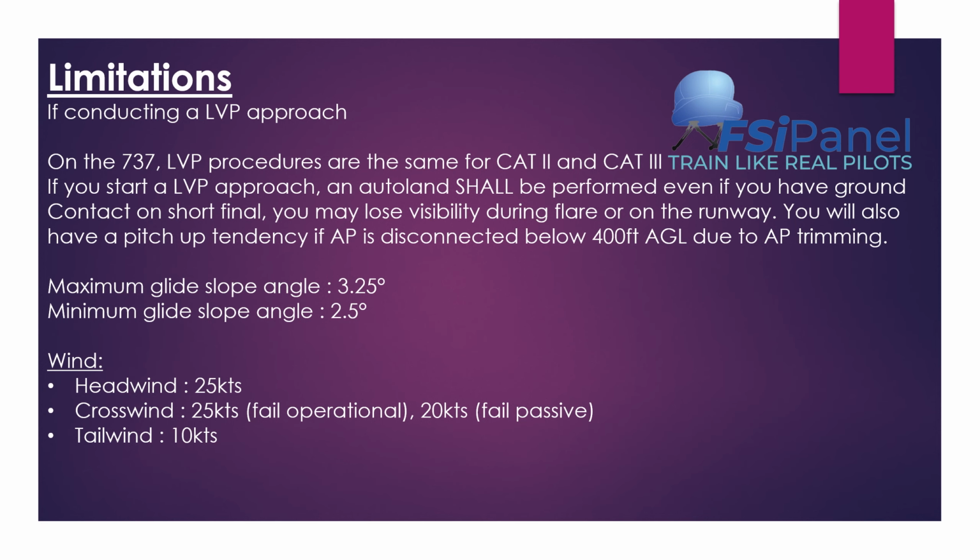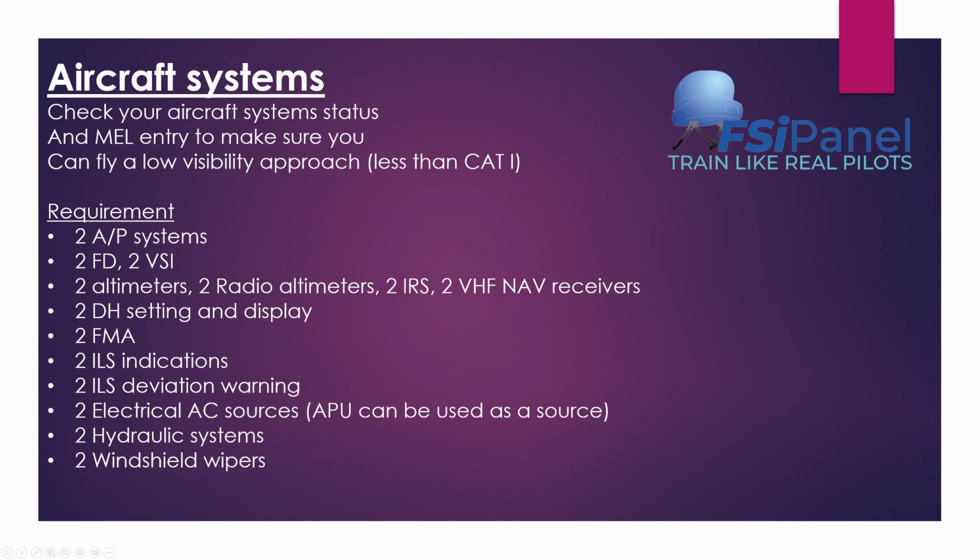Then system-wise, there is as well a couple of things to be checked. We need a lot of systems to fly a Cat 2 or Cat 3 approach. Those systems are listed in the QRH, and this is just a summary. So basically, if you have no malfunction and no MEL entries, you can consider that your aircraft is capable. If not, just check these requirements. You need, of course, 2 autopilots, 2 flight directors, 2 vertical speed indicators, 2 altimeters, 2 radio altimeters, very important, 2 IRSs.